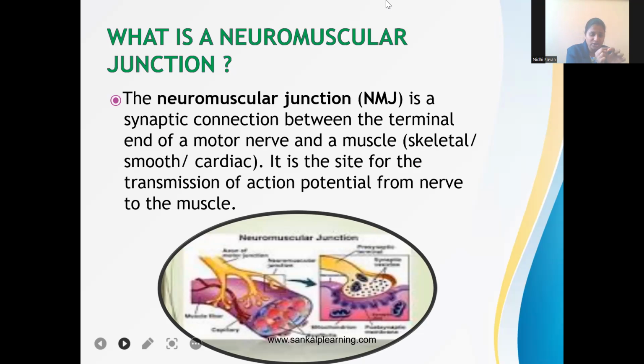So the junction or the meeting point of the end of a motor nerve and a muscle, as you can see here. This is the end and this is a muscle. That junction is called the neuromuscular junction. It is a site of transmission of action potential from the nerve to the muscle. Means that impulse or signal is passed to my muscle to get up and go away from this place. That is called the neuromuscular junction where they will meet.